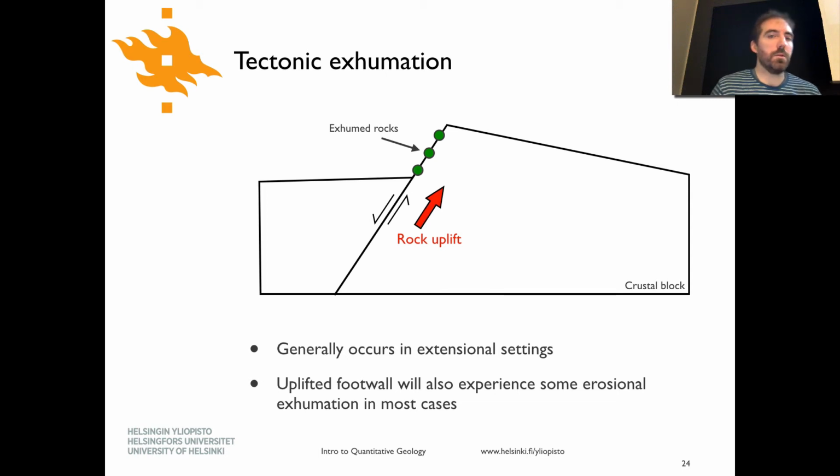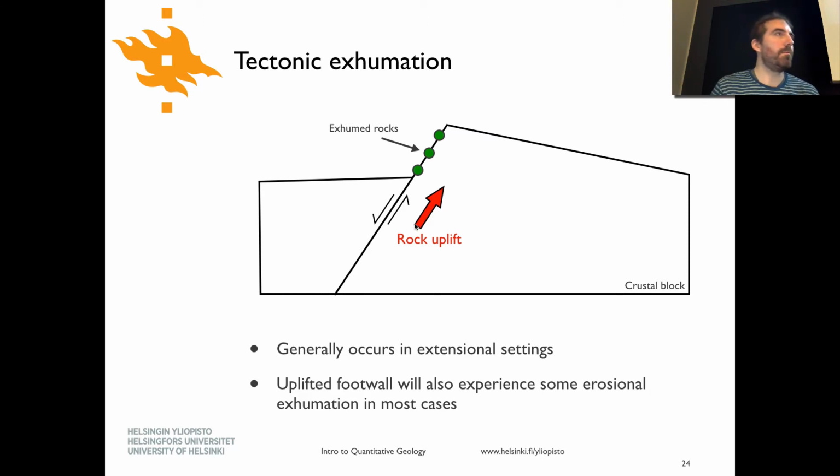You can also exhume rocks or expose them to the Earth's surface from tectonics in some places. So if you have an extensional setting, some kind of normal fault here, just by the fault slipping alone, you can expose rock here at the Earth's surface. So you don't need any erosion in this case. If the rock was somewhere here along the fault interface, buried, and the fault slips, you can then expose the rock to the surface without any erosion. Now, of course, this only happens in places where you generally have extensional tectonics.